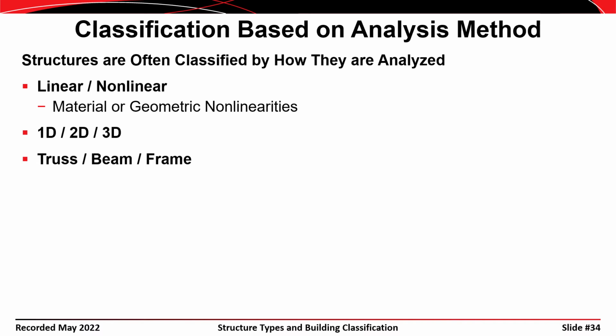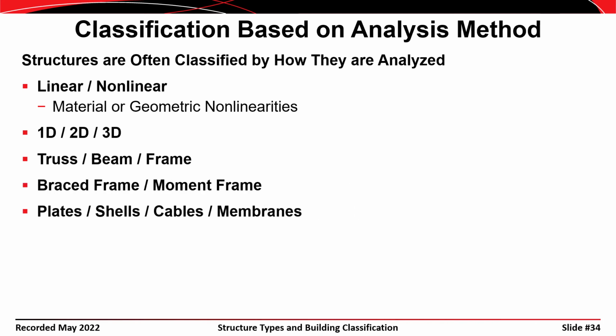You can characterize structures as one-dimensional, two-dimensional, or three-dimensional, and you might also apply assumptions to the analysis based on whether you think the structure is going to behave like a truss, like a beam, or like a frame. And you also have different analysis techniques for brace frame systems versus moment frame systems, or whether the system could be analyzed as a plate or a shell, as a cable in some cases, or as a membrane structure in even fewer cases.